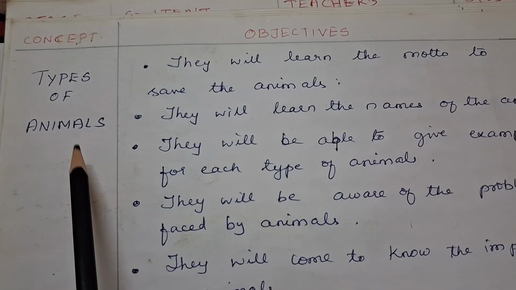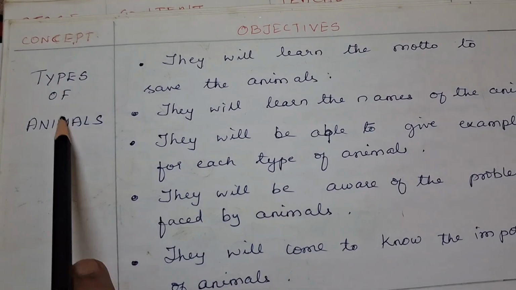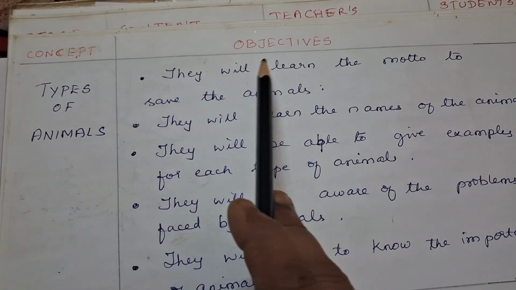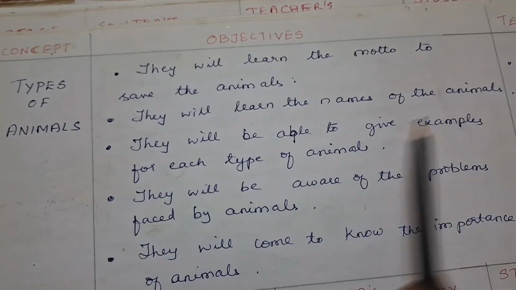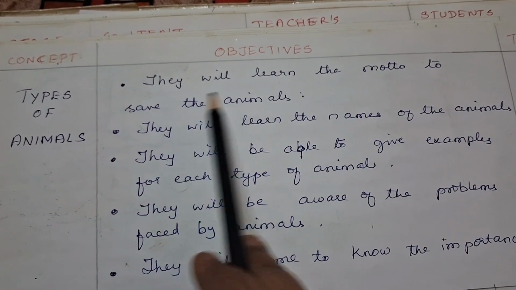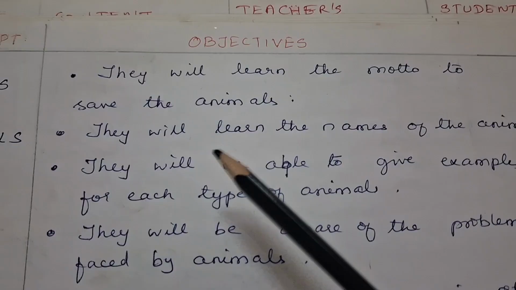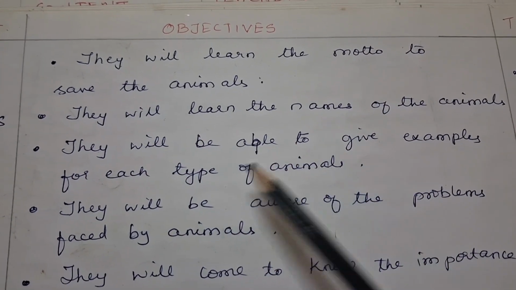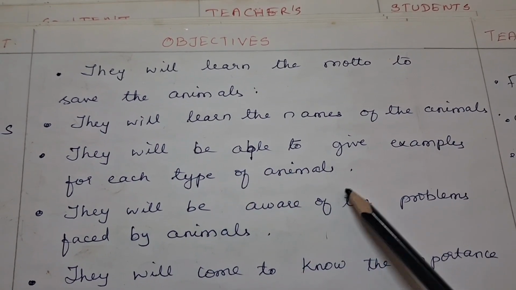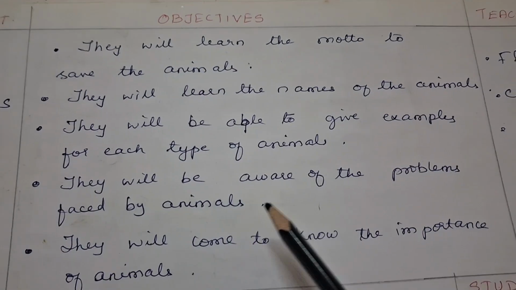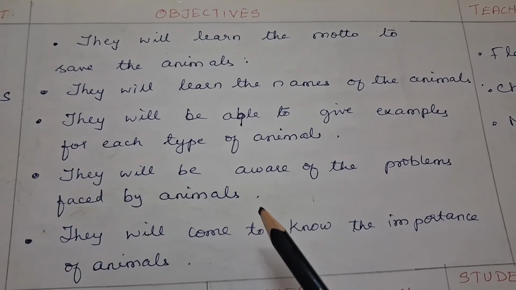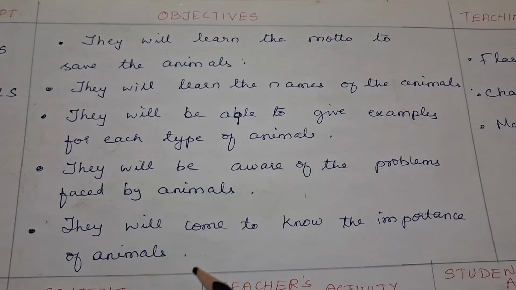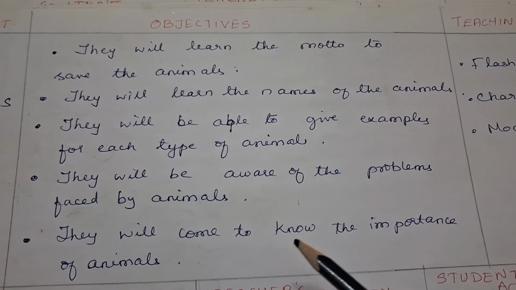The second page you have concept. Under this you have to write the heading of the lesson. Then objectives. What are the objectives you are going to say? They refer to the students. Students will learn the motto to save animals. They will learn the names of the animals. They will be able to give examples for each type of animals. They will be aware of the problems faced by the animals. They will come to know the importance of animals.